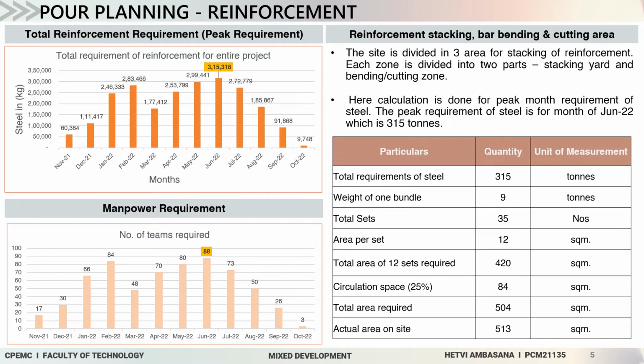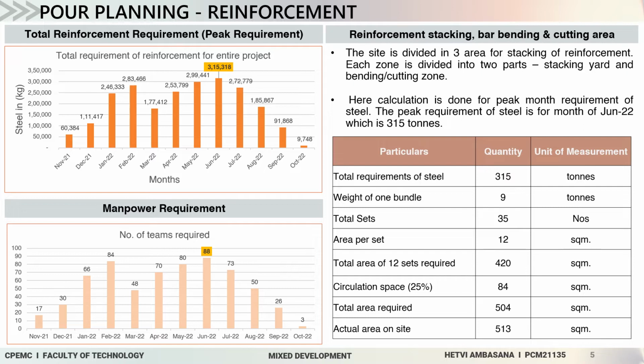From the chart, we can infer that peak requirement of manpower is in the month of June, where 88 teams will be required. Next is the stacking, bar bending and cutting area. So the project site is divided into three areas for stacking of reinforcement.